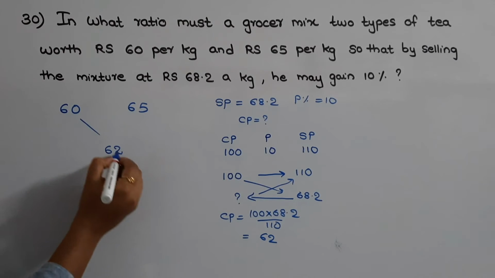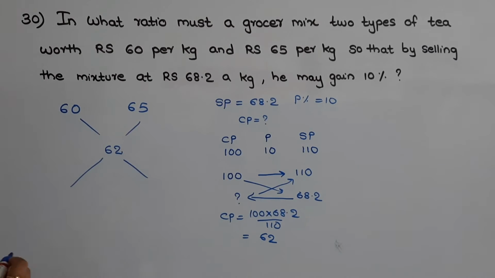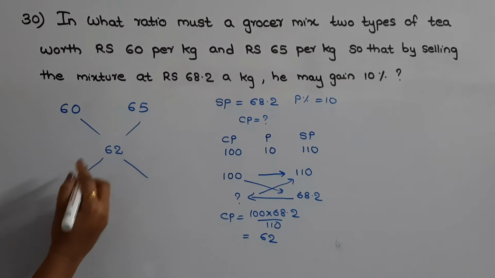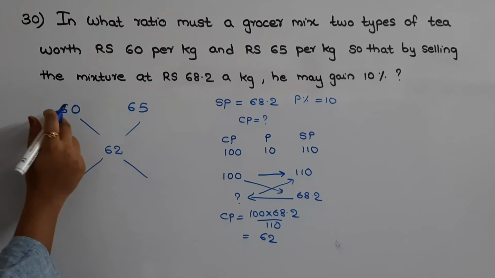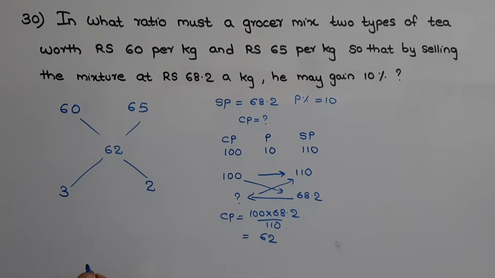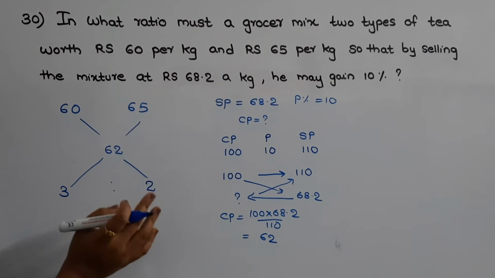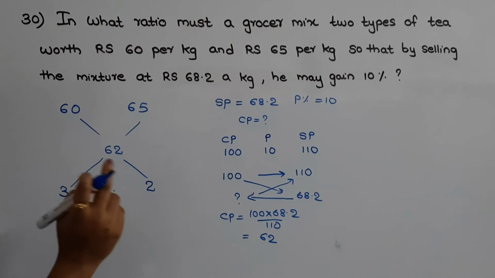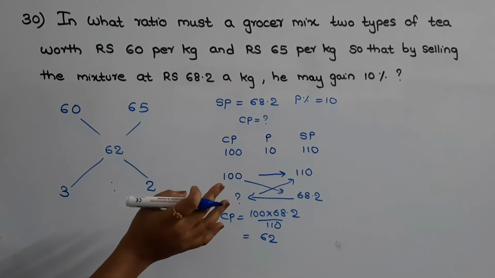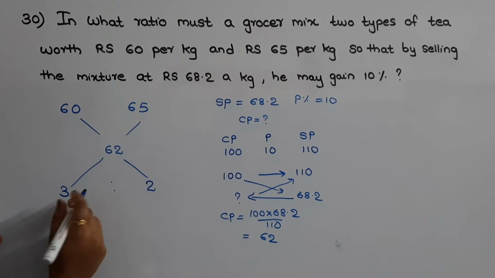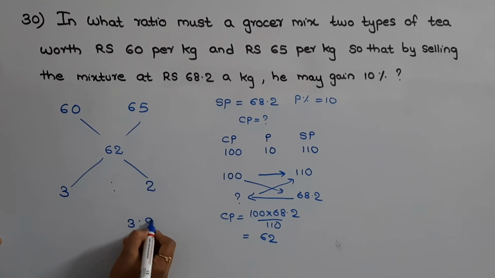Now we need to take the differences diagonally. 65 minus 62 is 3, and 62 minus 60 is 2. So the ratio of cost price is 3:2. This is the quantity ratio also, since cost price is directly proportional to quantity. The ratio will be 3:2. So this is the answer.